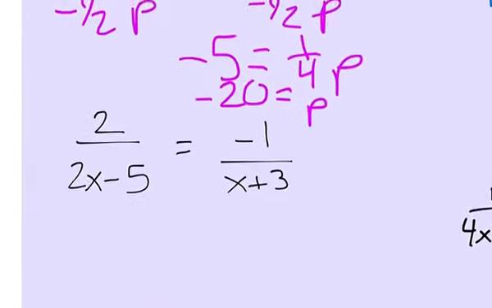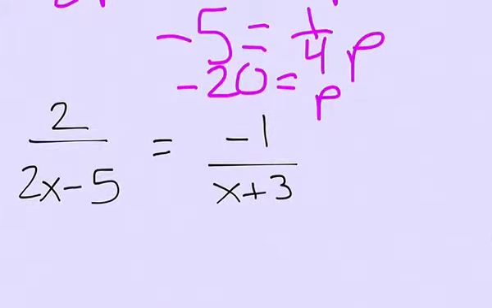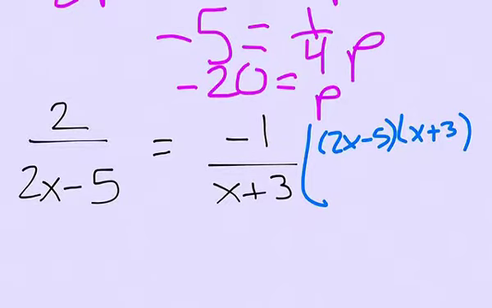Let's look at this next one. Really not the option as far as multiplying to get rid of these. So you might see this a couple different ways. We could multiply by the common denominator, which is going to be a 2x minus 5 times an x plus 3, which is fine, and get rid of our fractions.